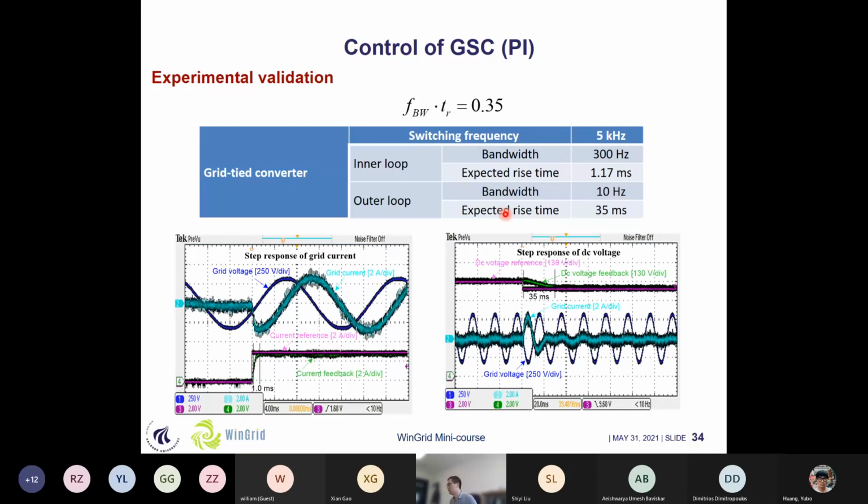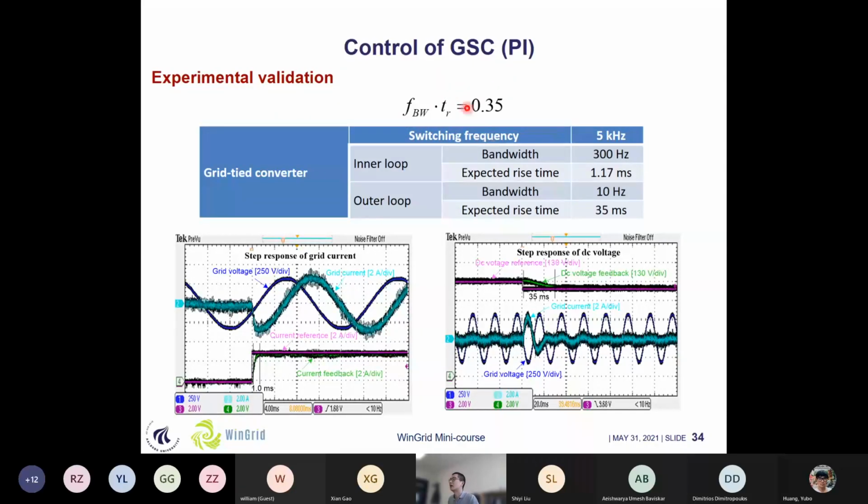Previously we only designed the bandwidth in terms of phase margin, so how can we link this bandwidth to time domain information, like the step response time, etc.? Since this system can be roughly considered as a one-order system, we know there is a certain relationship between the bandwidth and the rise period.